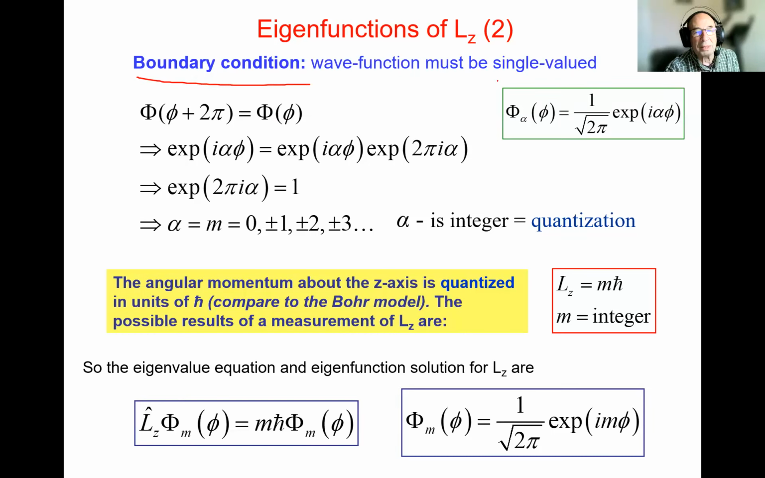The wave function must be single valued. This is a simple condition which we impose. If we go around the full circle, taking phi plus 2 pi, we should be getting the same wave function. If we impose that condition, it turns out that the only way this can work is if this coefficient alpha, which we have in the exponent here, is an integer number. This integer number can take values like 0, plus minus 1, plus minus 2, plus minus 3.